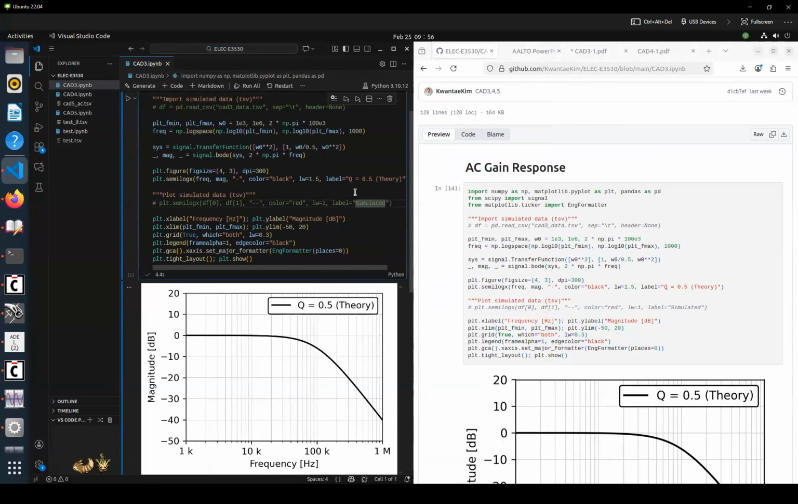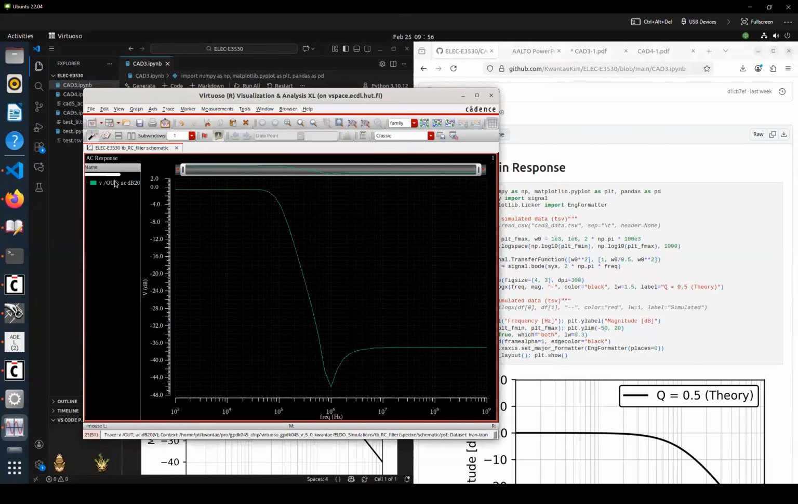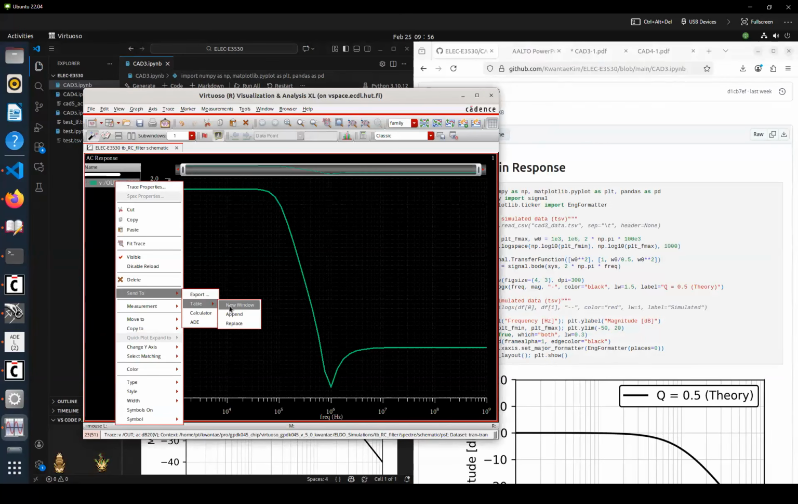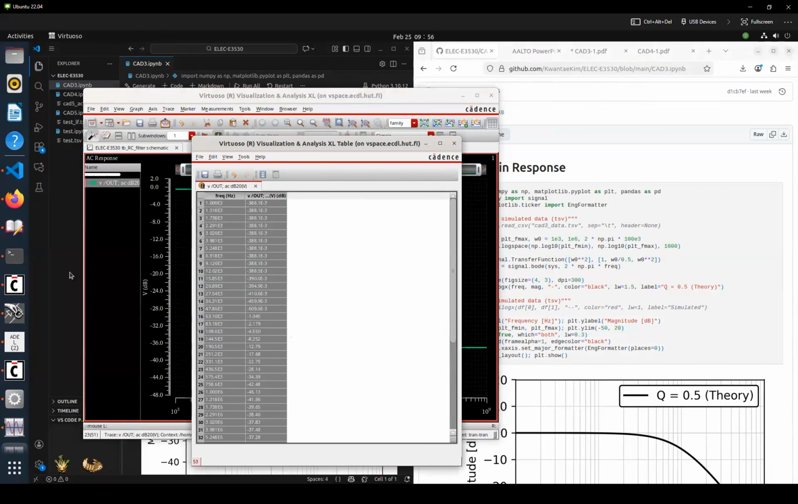Yeah, and we get it. Previously we used Excel for the CAD exercise, but I found a better format, which is TSV format. So you can export this result here. Let's copy.